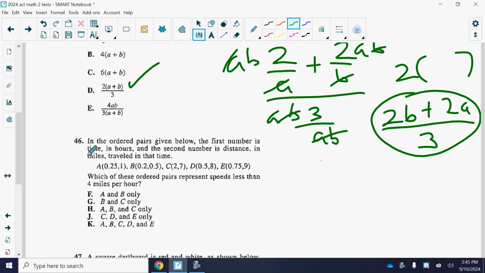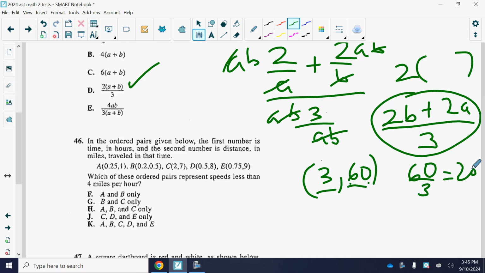First number is the time in hours, and the second number is the distance, huh? So the first number, let's just say I go 3 hours and it's 60 miles. So you would divide this 60 by 3 to get 20 miles an hour, huh? I'm just making that up so it makes sense to me.